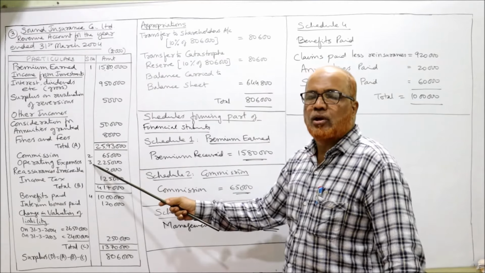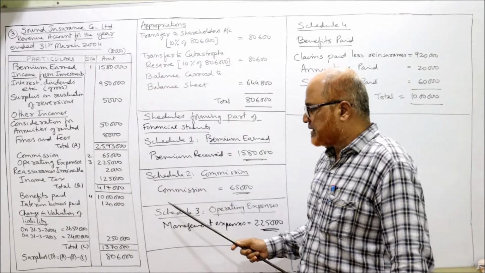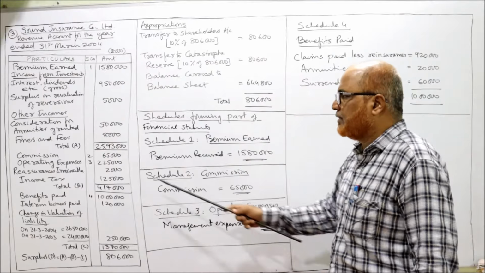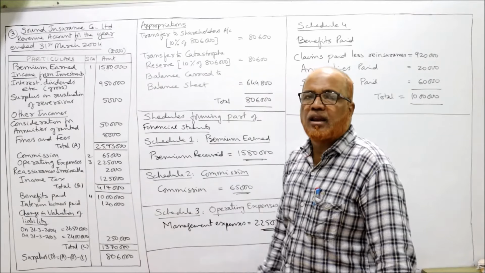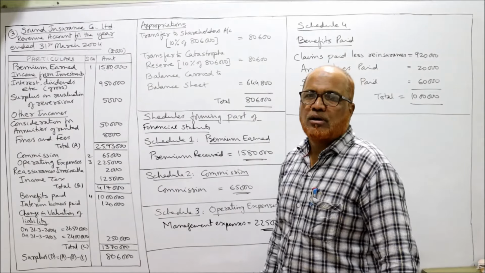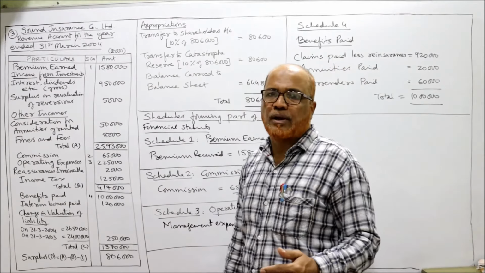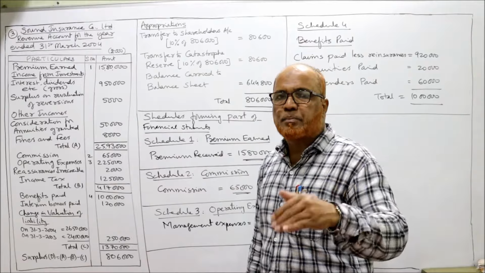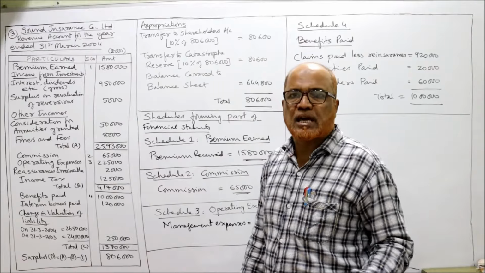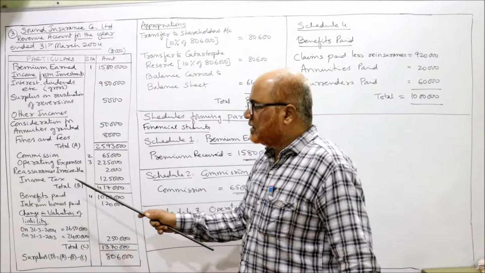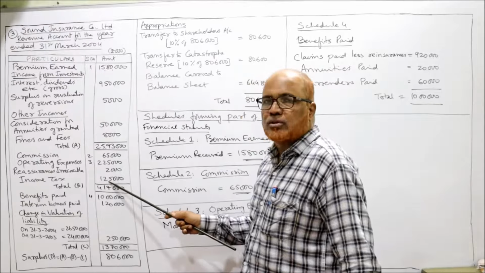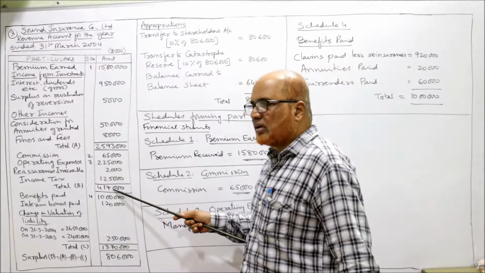Operating expenses, schedule number 3, that is management expenses. Management expenses 2 lakh 25,000. Now the new point in this problem is reassurances irrecoverable. That's a loss. यानी जो reinsurance करे वहां से premium नहीं आया, irrecoverable, just like bad debts. So irrecoverable 2,000. Income tax paid, that will be taken here 1 lakh 25,000. The total of B is 4 lakh 17,000.